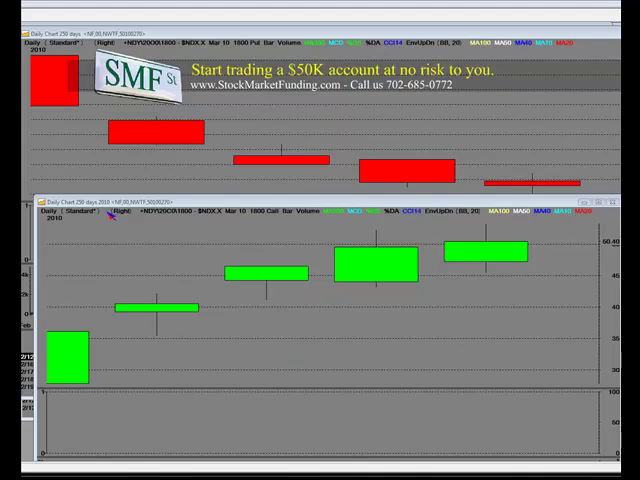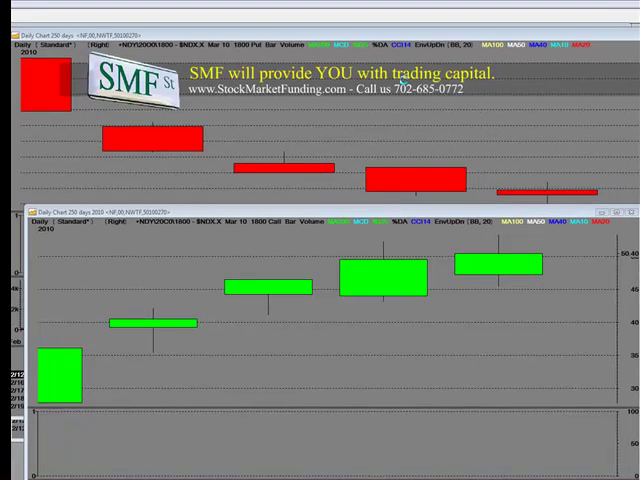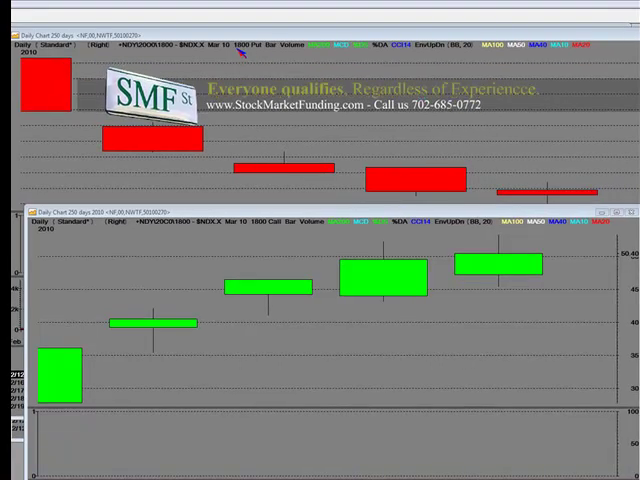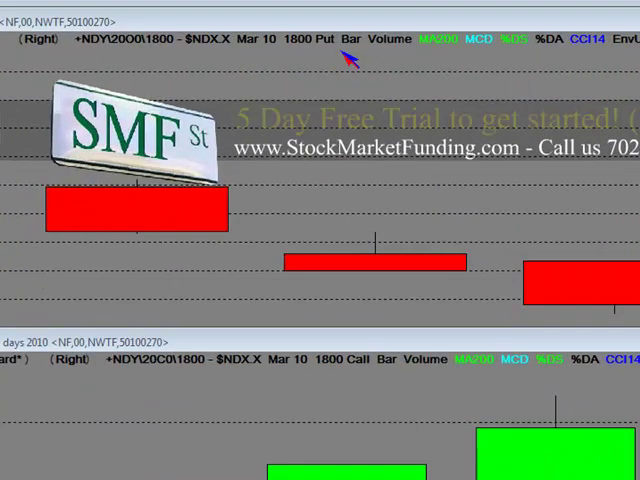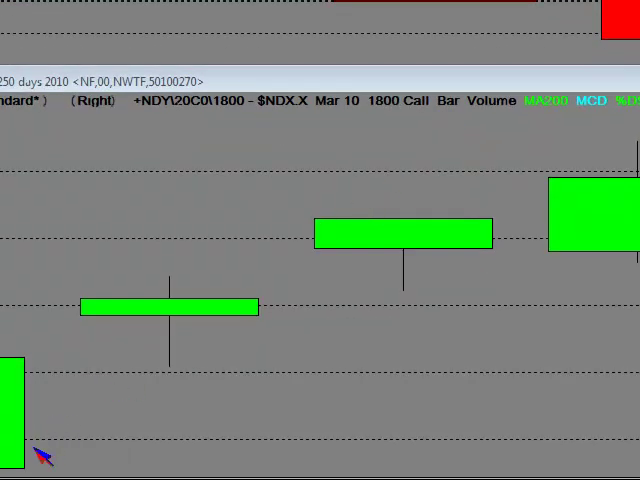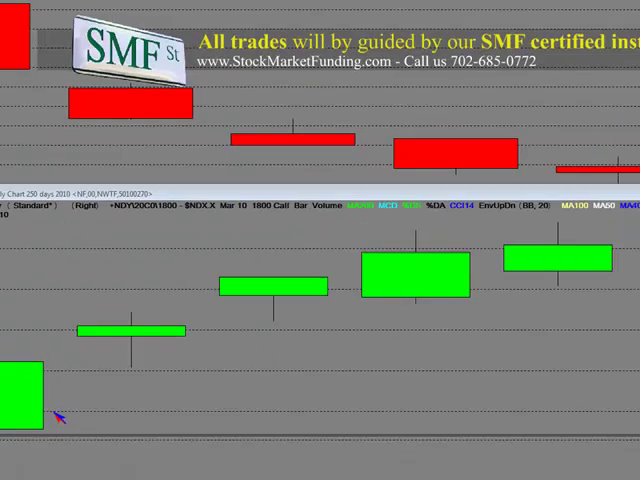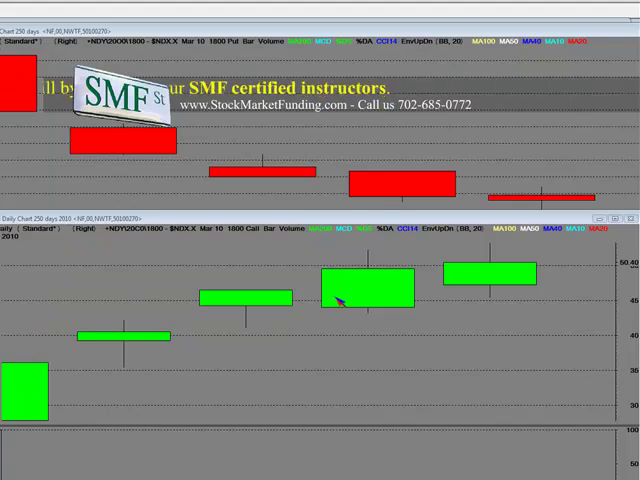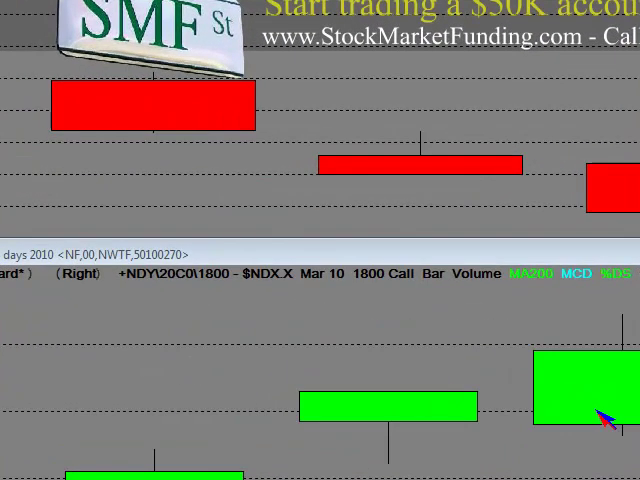Here we go. This is a Nasdaq 100. There's a call chart right up here that tells you an $1,800 put on the Nasdaq. Down here is an $1,800 call on the index. Both 1,800 strike price, pal.